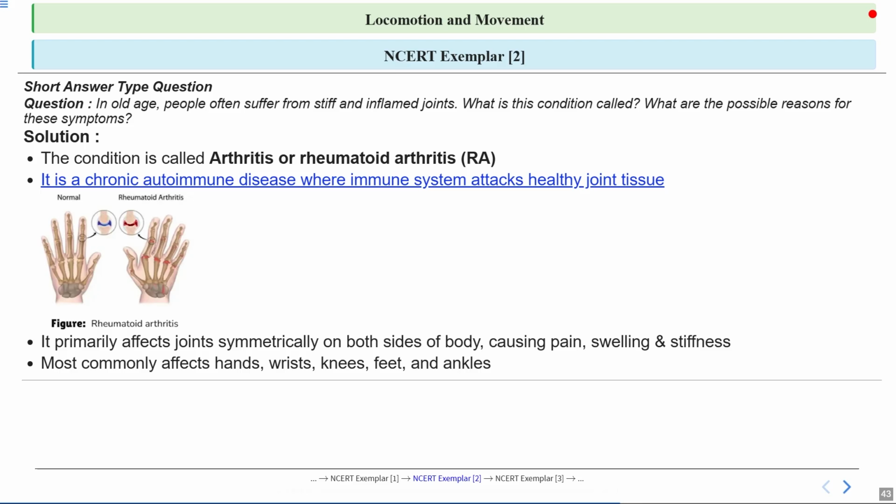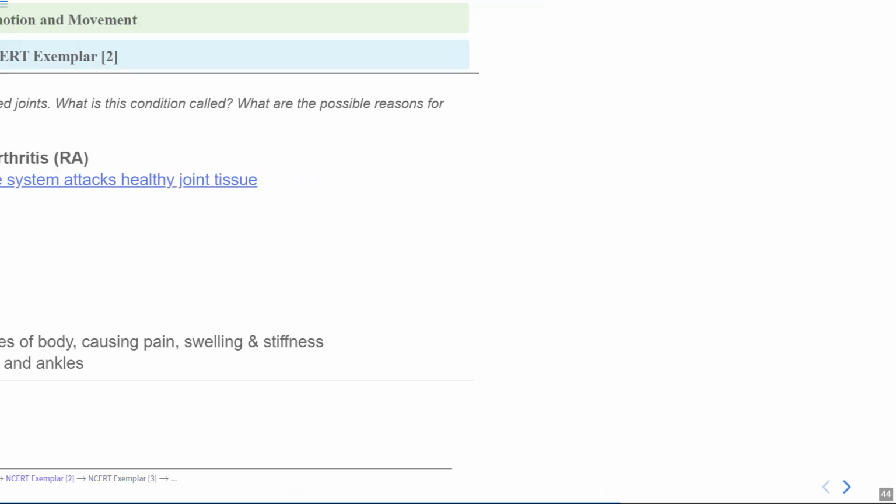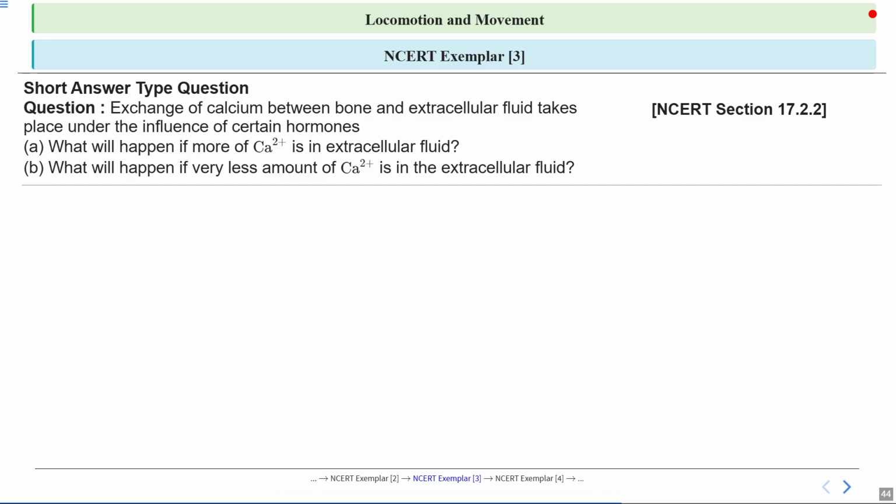This condition most commonly affects joints in the hands, wrists, knees, feet, and ankles, which are the areas of the body that experience a lot of movement and pressure. So these joints are more susceptible to damage and inflammation, leading to symptoms like pain, swelling, and reduced mobility. So this is often seen in conditions like RA or osteoarthritis, where the immune system or wear and tear can cause joint inflammation.